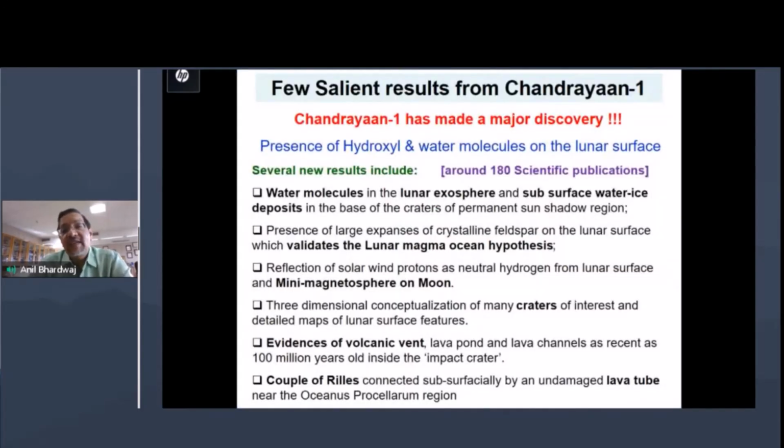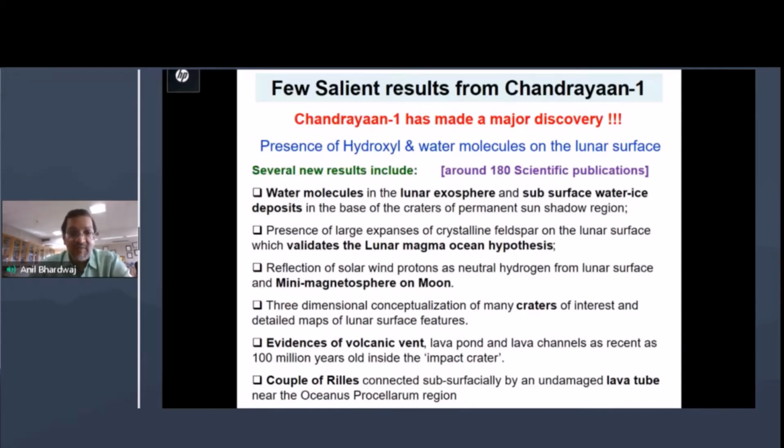So there are many science results which have come out from Chandrayaan-1, and the most important is of course the discovery of water. It is the Chandrayaan-1 mission which discovered water on the moon. Till that time we were all thinking that the moon is bone dry, but the Chandrayaan-1 mission really confirmed that the moon does contain water, and a significant amount of water, and a large amount of it is there in the polar regions, particularly in the permanently shadowed regions.